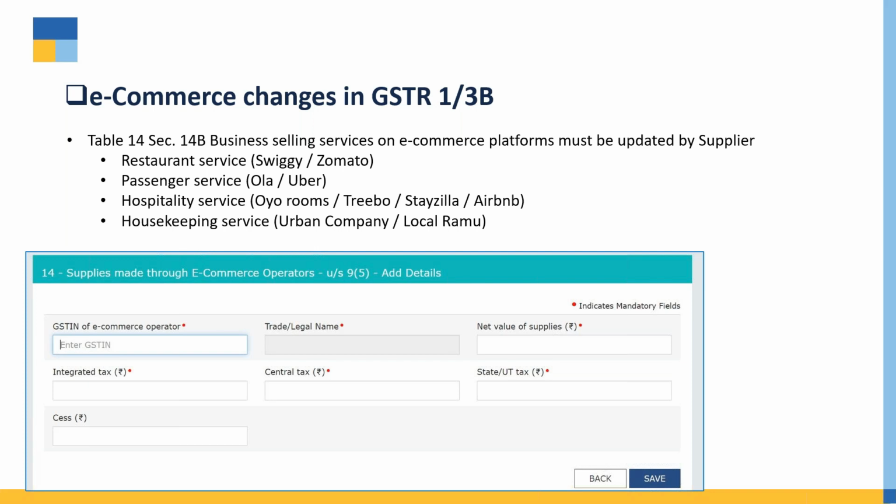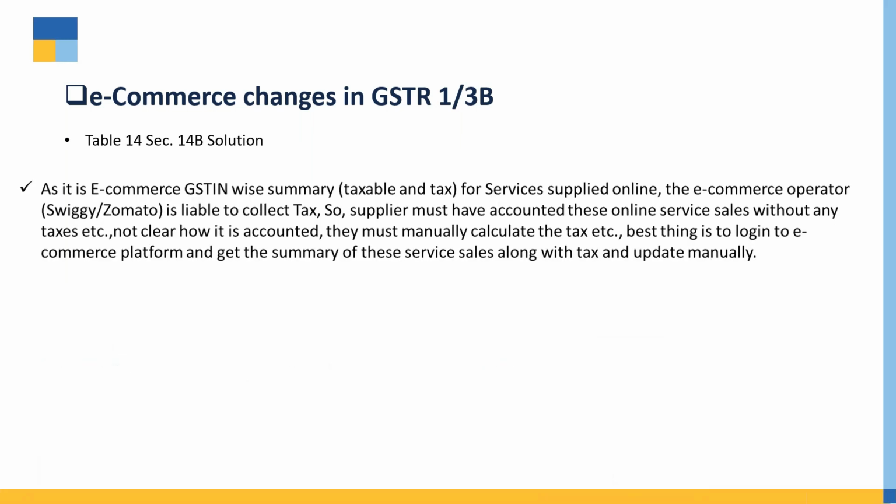So this is also why the department is asking a supplier to update it. It is again to reconcile whether the e-commerce operators are also having the same values updated when they file their returns. So that is what we say here. Table 14's section 14b solution is as it is: e-commerce GSTN-wise summary, taxable value and tax for services supplied online. The e-commerce operator, that is Swiggy or Zomato, is liable to collect tax. So the supplier must have accounted these online service sales without any taxes, or it is not clear how it is accounted.